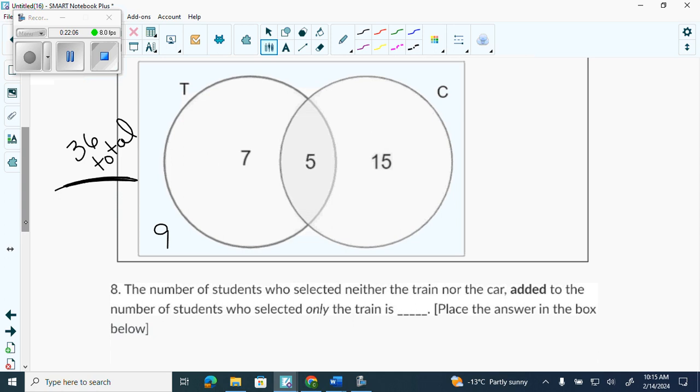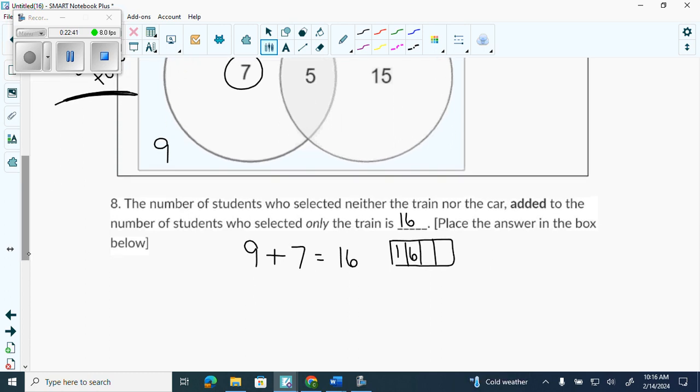So then here it says, the number of students who selected neither the train nor the car, how many is that? 9. Added to the number of students who selected only the train. How many rode the train only? Remember, anything only is one region. So what's 7? Train only. And what's our answer? 16. And if I filled it into a numeric response box, it'd be left to right. 1, 6. Okay?